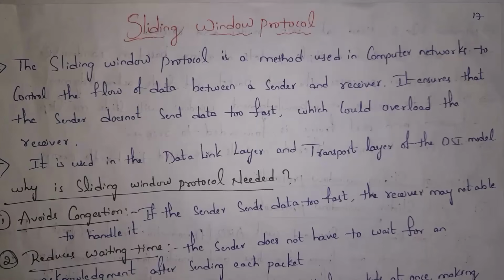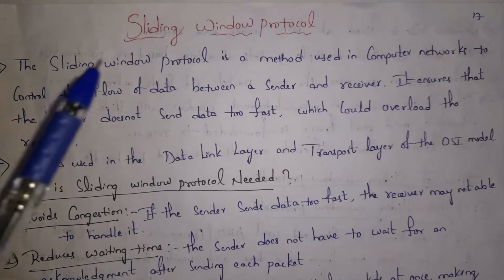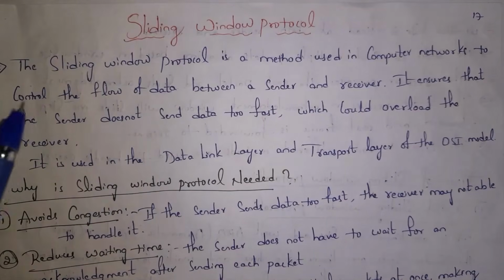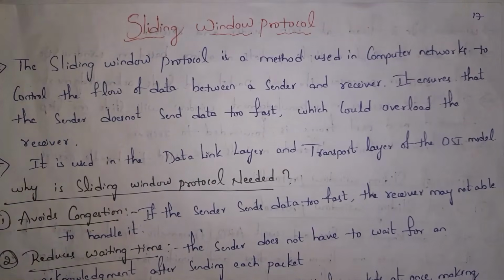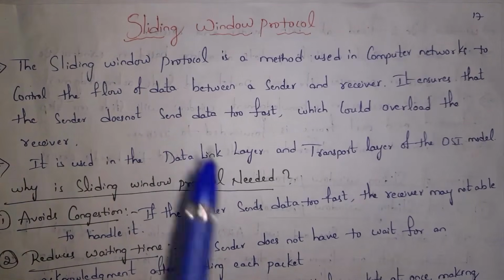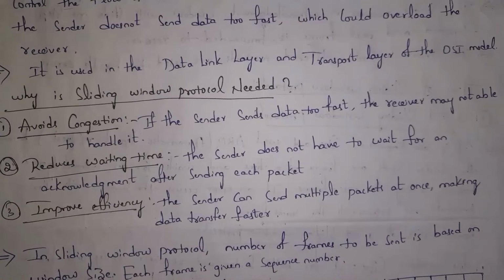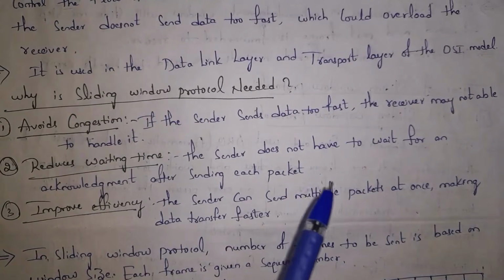The sliding window protocol is a method used in computer networks to control the flow of data between a sender and a receiver. It ensures that sender does not send data too fast, which could overload the receiver. The sliding window protocol is used in data link layer and as well as transport layer of the OSI model. Congestion means if sender sends data too fast, then receiver may not be able to handle it. So sliding window protocol will avoid congestion.